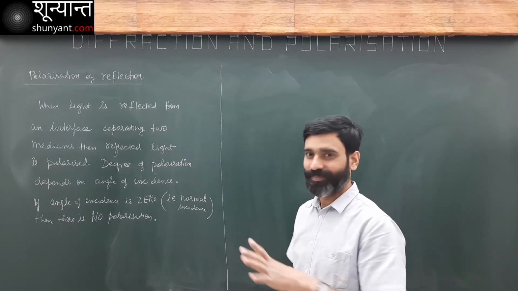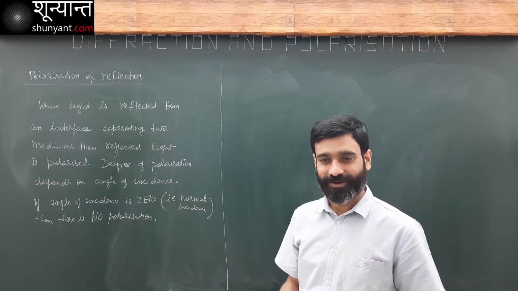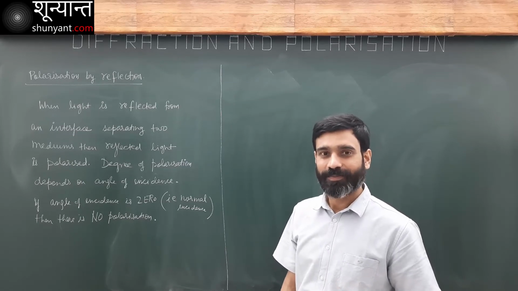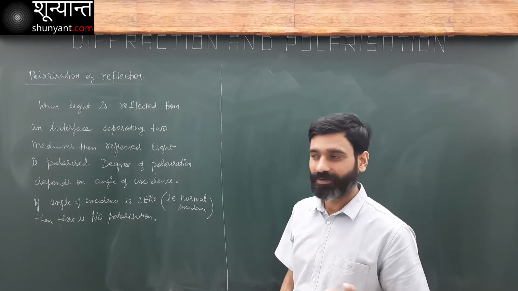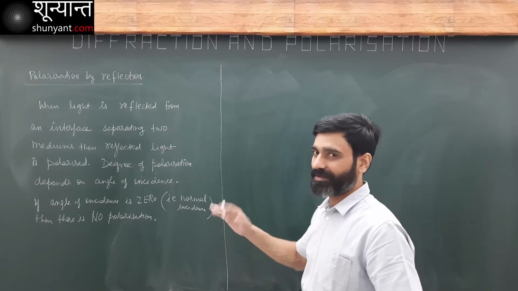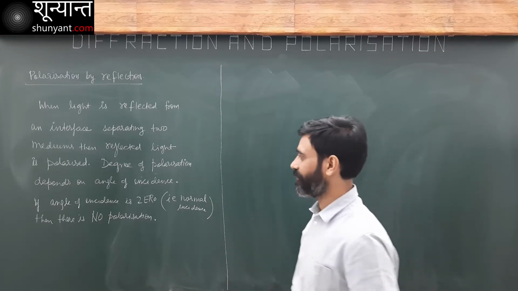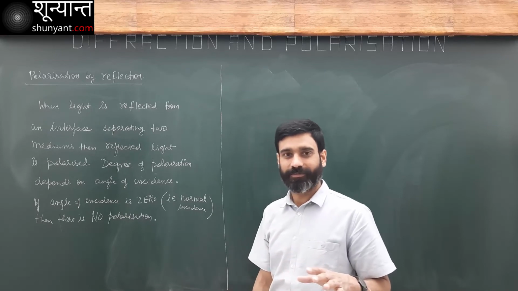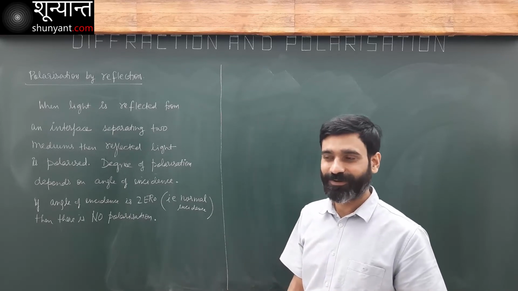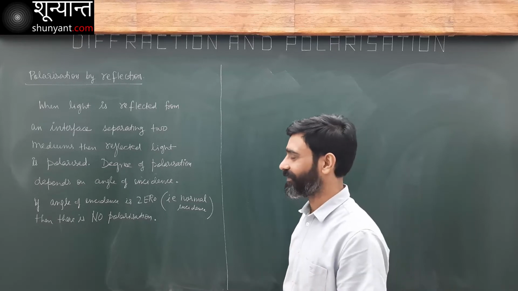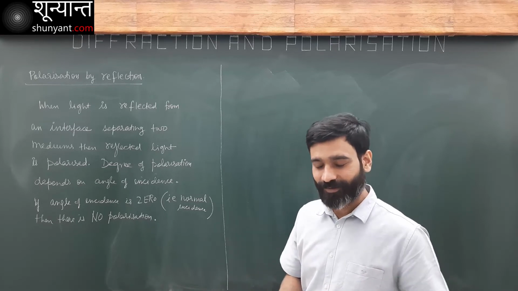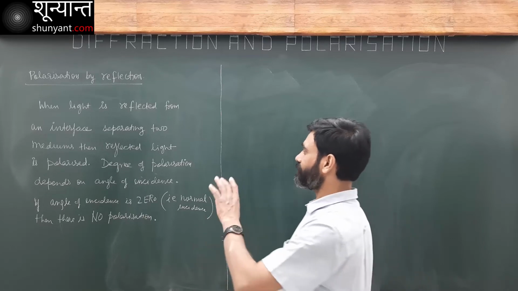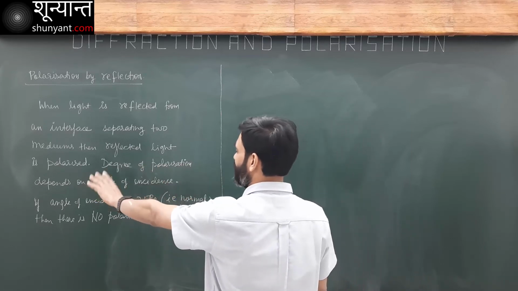Now, why it happens, understanding that requires a lot of other concepts, but we are not going to do that. Fortunately, that is part of very advanced courses. We are not bothered about that. What happens? That's what I want to know. With only that we are concerned. Why it happens requires a lot of other concepts, very complicated. Degree of polarization depends on angle of incidence.